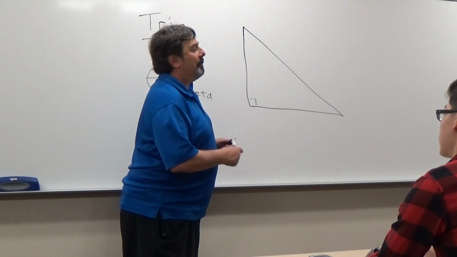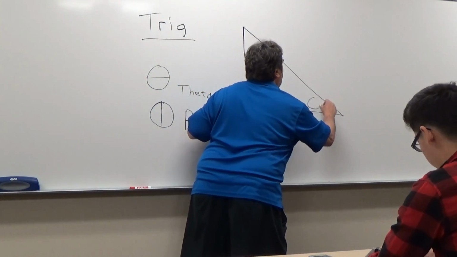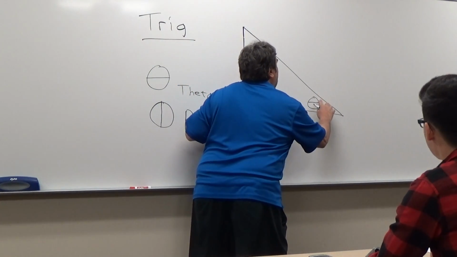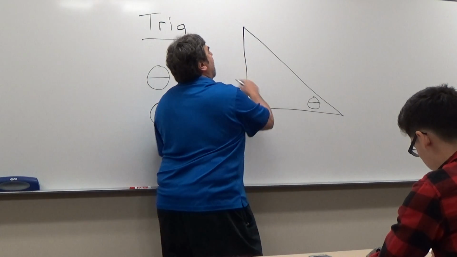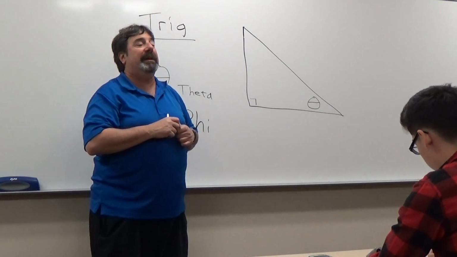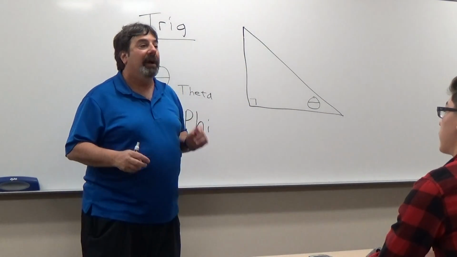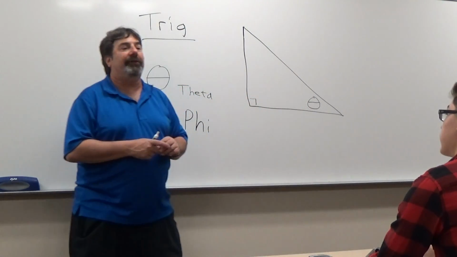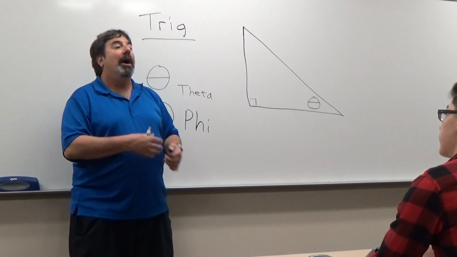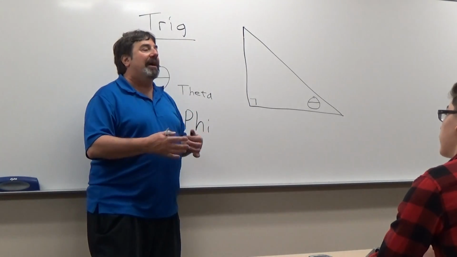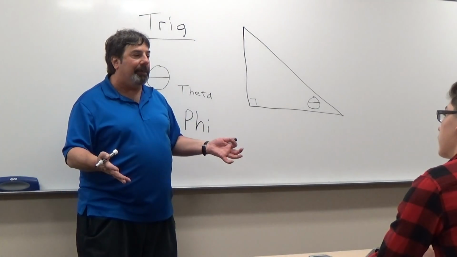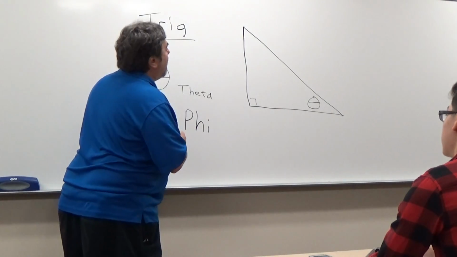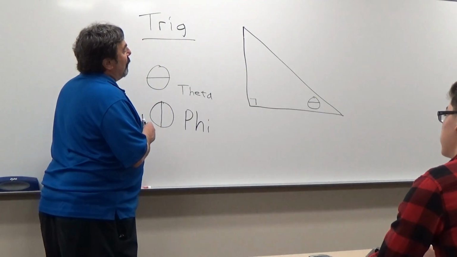So I'm going to start out by labeling this angle right here as theta. That means that when I label the three sides, I'm going to be labeling in reference from their location from this angle, theta. And that's what trig is about. It's all about the location of the sides in reference to the angle that you're talking about. Okay?